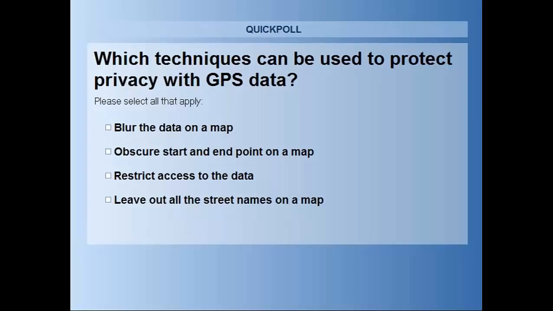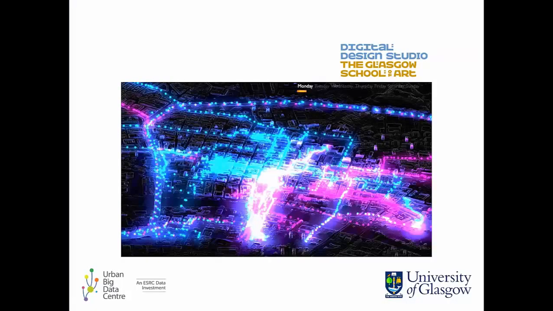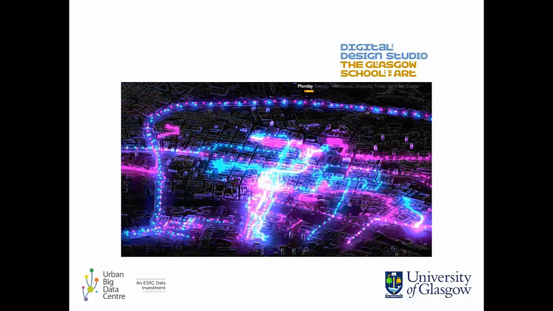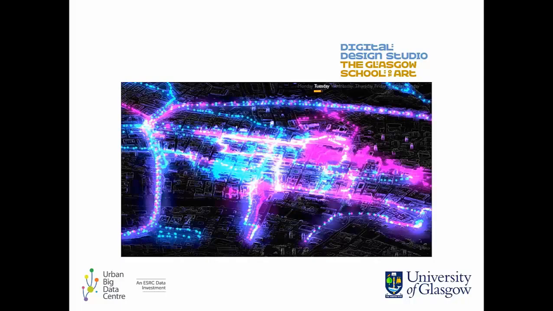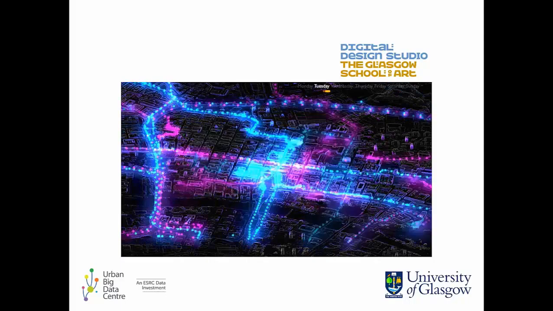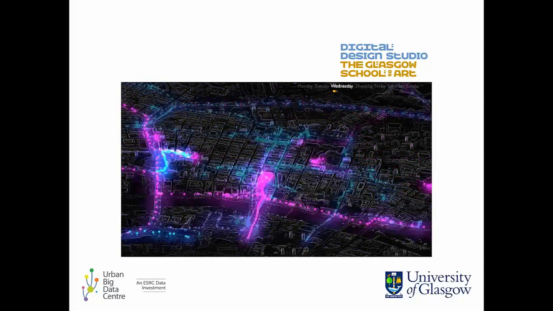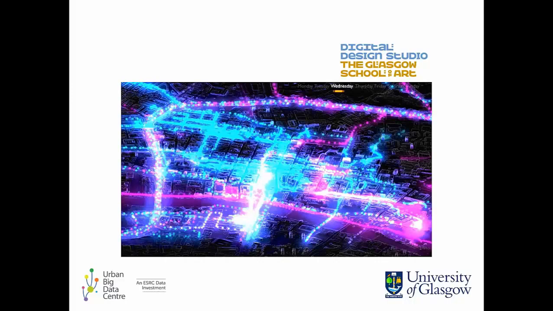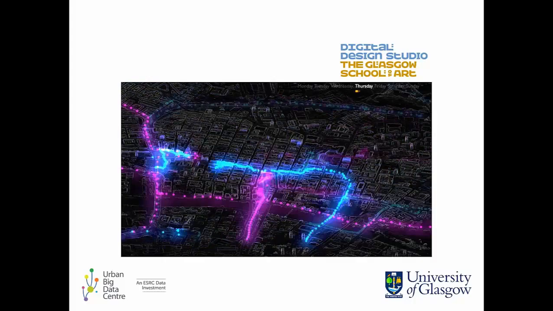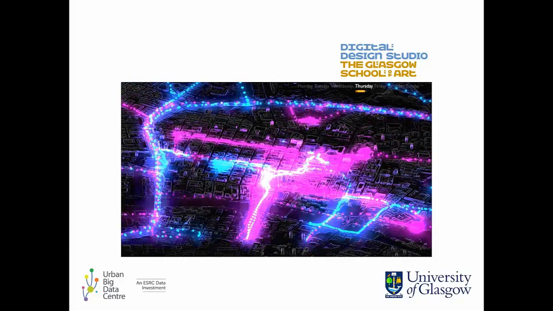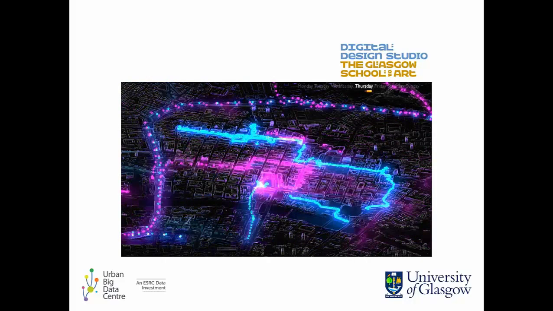Sorry for the colors, it's blue for men and pink for women. And to answer what you said, that you can blur the data: you can obscure start and endpoint, restrict access to the data, or leave out the street names on the map, we can do all of it. So in our data set, we obscure start and endpoint on the map, but we can blur the data.